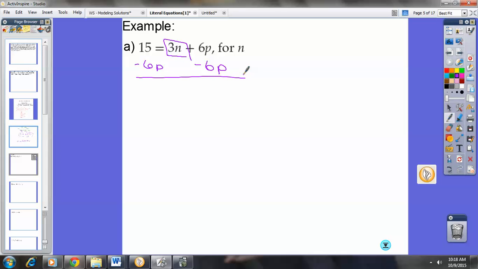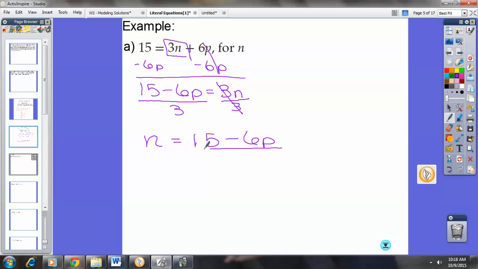So we have 15 minus 6p equals 3n. Looks like we have one more step to get n alone. What could we do next? Elena? Good, divide by 3. Go ahead and flip around here. We have n equals 15 minus 6p, all divided by 3.